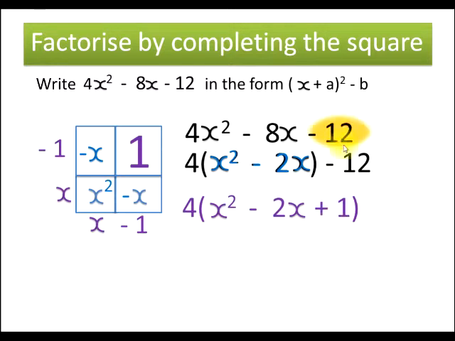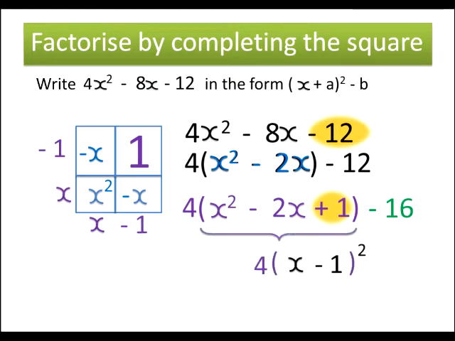Now we've got to make it equal to this, but this is where it gets tough. It's 4 of those, so that was actually a 4, and to get it to minus 12 I've got to take away 16. Instead of writing all of this, I can write x minus 1 all squared. So it's 4 lots of x minus 1 all squared, take away 16.